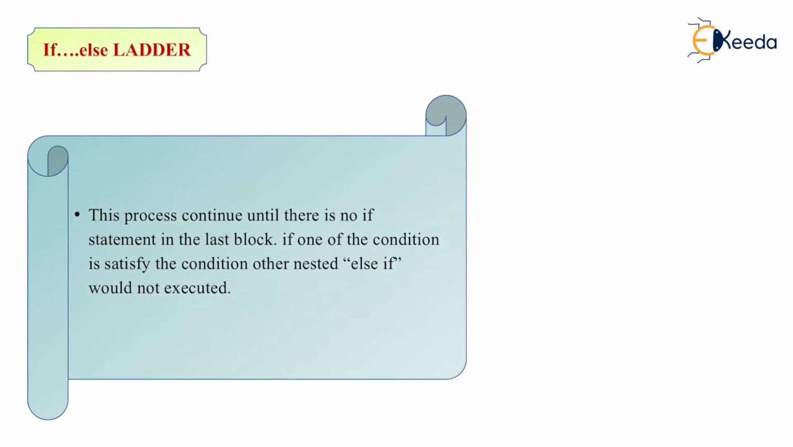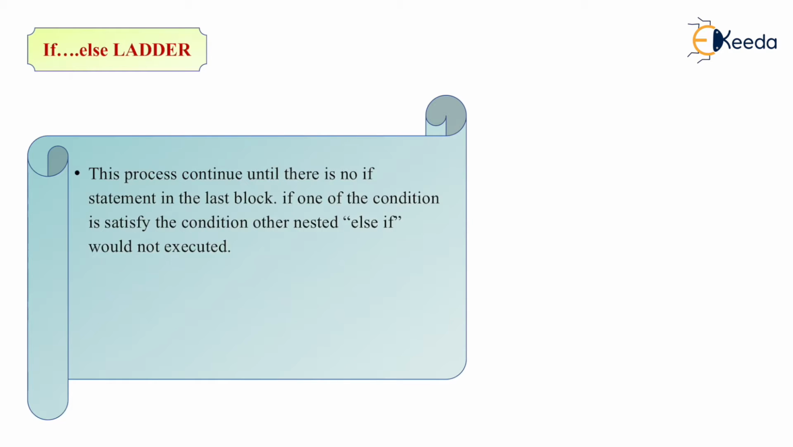Next, this process continues until there is no if statement in the last block. If one of the conditions is satisfied, then the other nested else if would not get executed. That means, consider there is no if statement in the last block. Whenever you are performing else if, it has one condition. If this condition is also not true, then at the end the last else block will get executed.